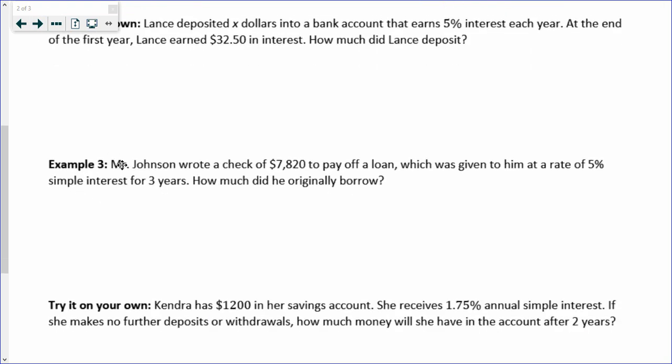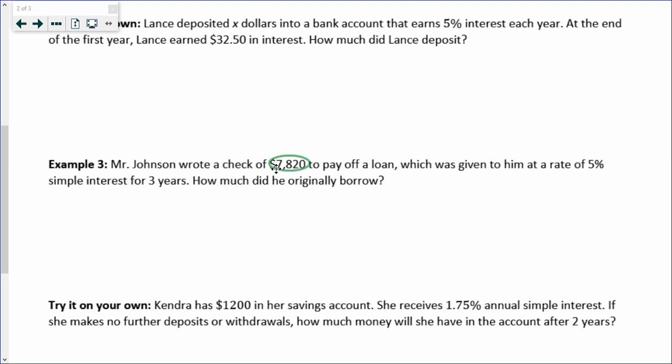Example 3. Mr. Johnson wrote a check of $7,820 to pay off interest for a loan, which was given to him at a rate of 5% simple interest for 3 years. How much did he originally borrow? So again, I need to figure out the principal.